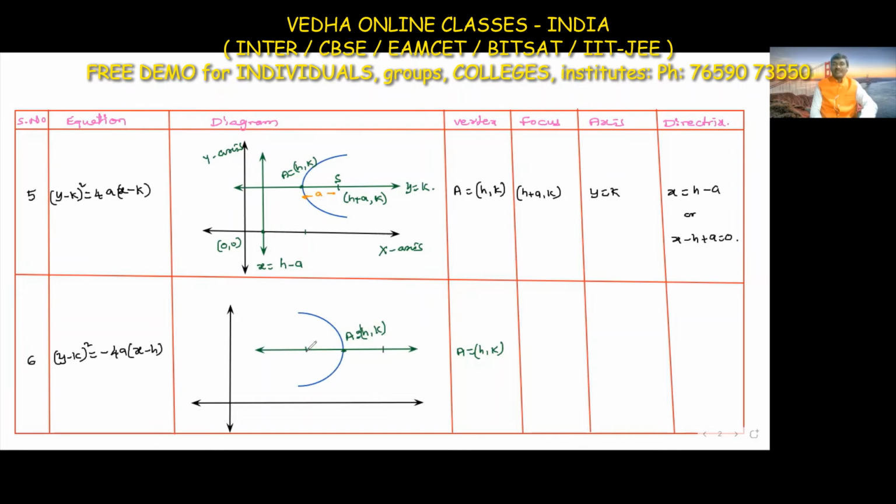On the left side we have the focus inside the parabola. Till here we know the value, that is h and minus a. That means h minus a, and what about the y coordinate on this line? The y coordinate is k only.